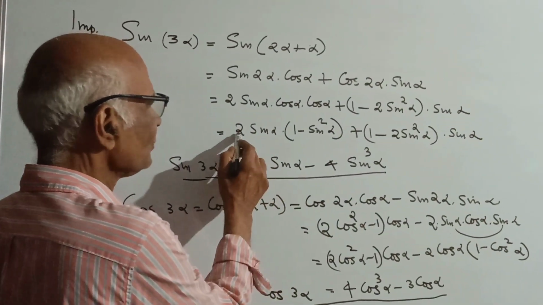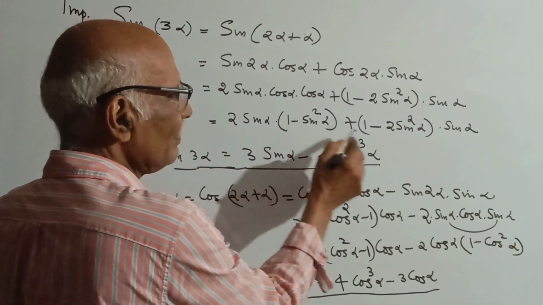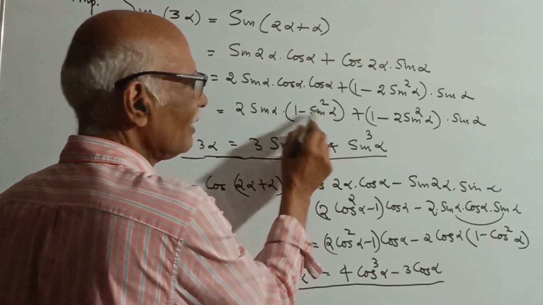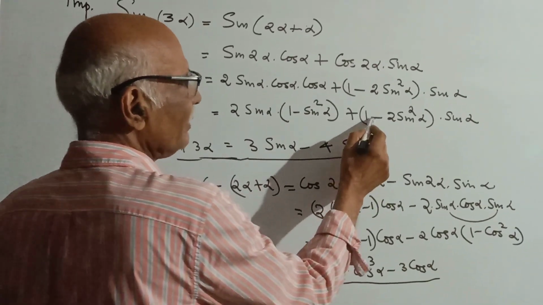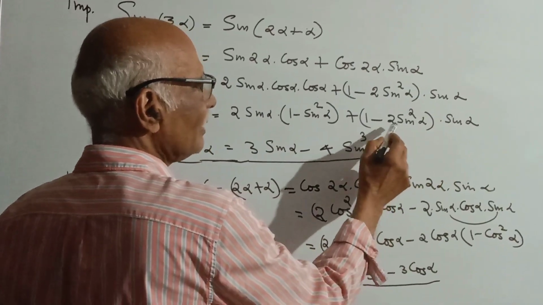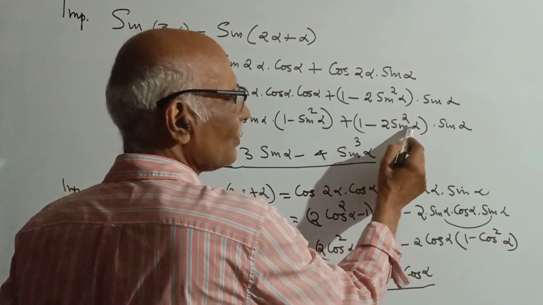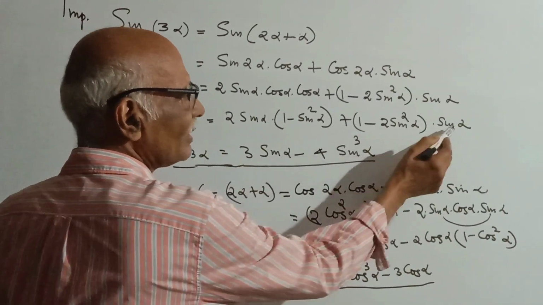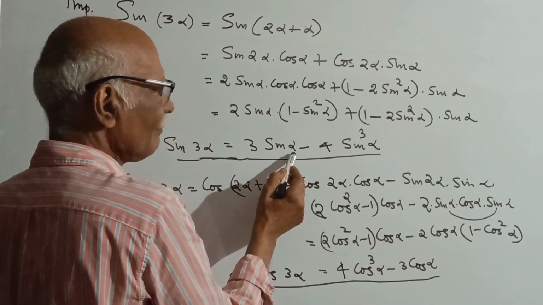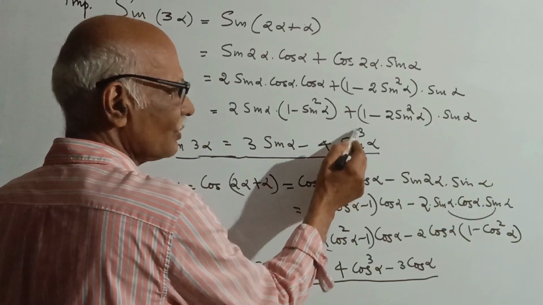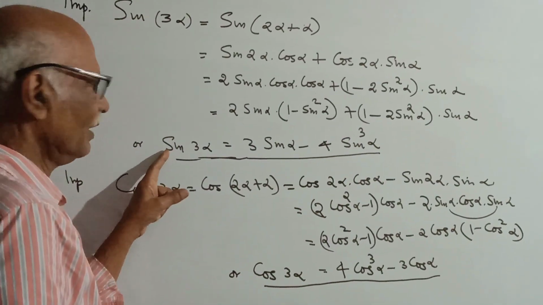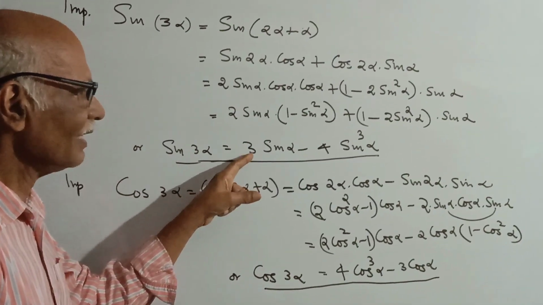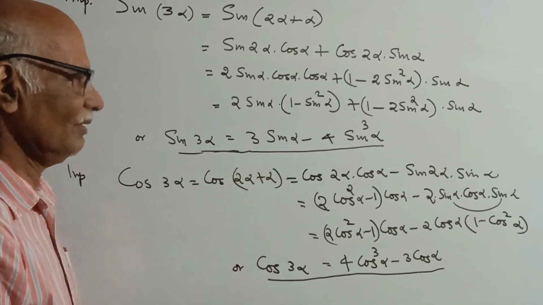So finally 2 sine alpha into 1, then 2 sine alpha into sine squared alpha, 1 into sine alpha, then minus 2 into sine squared alpha into sine alpha. So 2 sine alpha plus 1 sine alpha is 3 sine alpha and minus 4 sine cube alpha. So this is the formula for sine 3 alpha. Sine 3 alpha is 3 sine alpha minus 4 sine cube alpha.